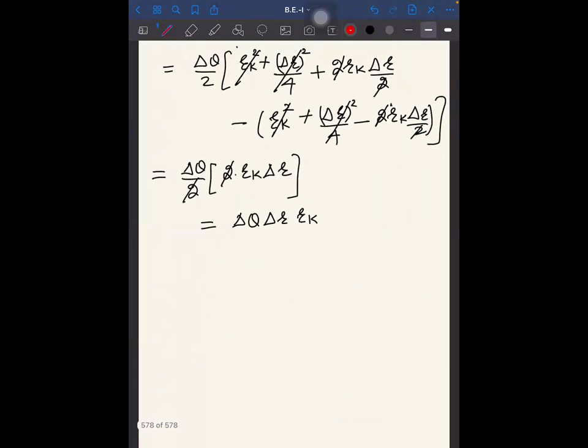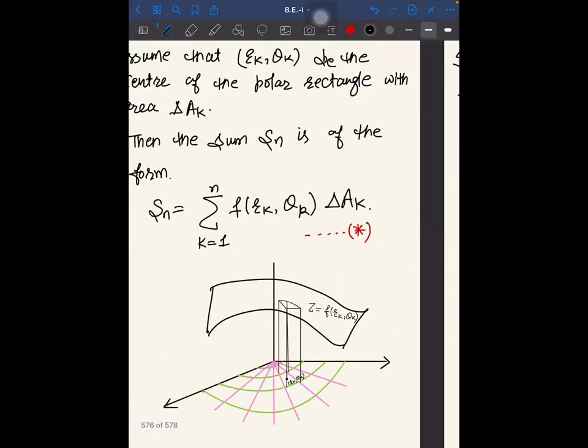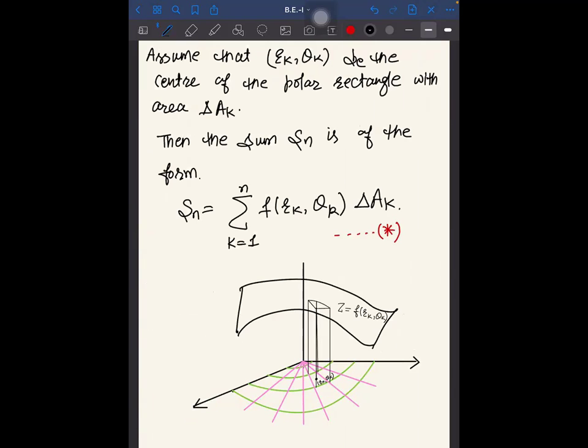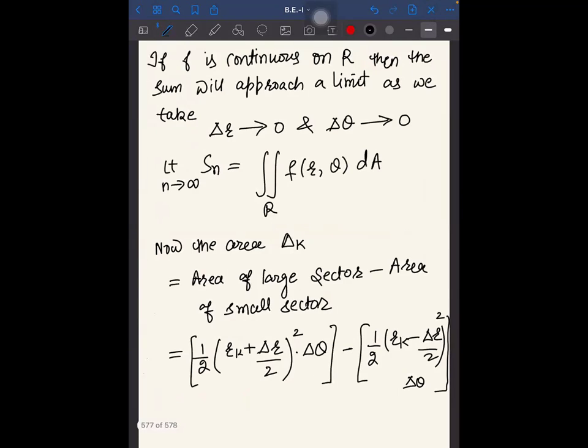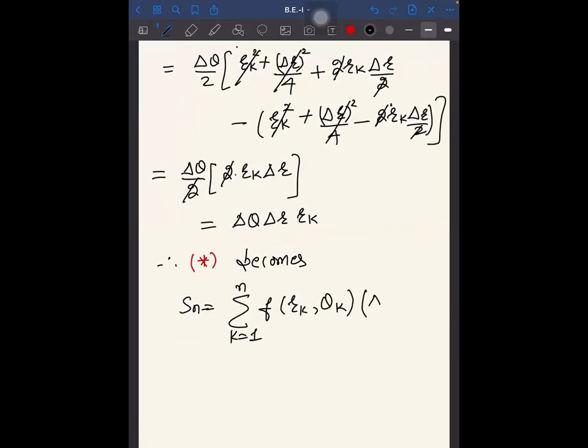So now your star becomes what? Sn, K runs from 1 to n, F of RK theta K into delta K. And what was that delta K? Area of that sector, polar rectangle, right? So अब that delta K, area of delta K हमने already यहाँ पे निकाल लिया है. It becomes delta theta delta R RK. Yes, you are with me?